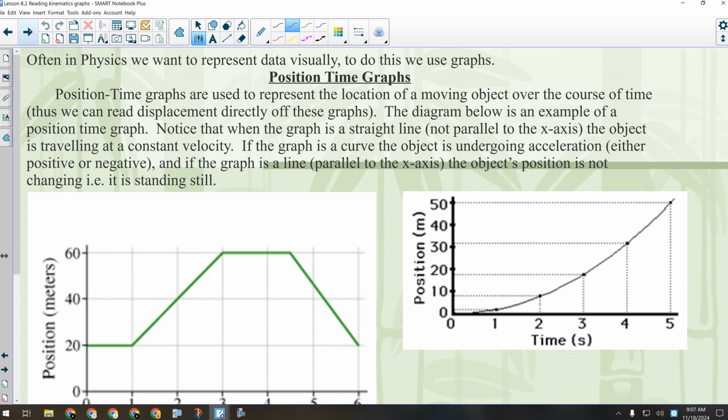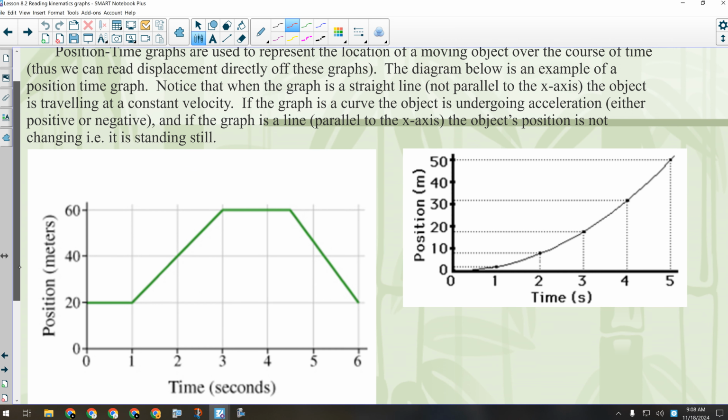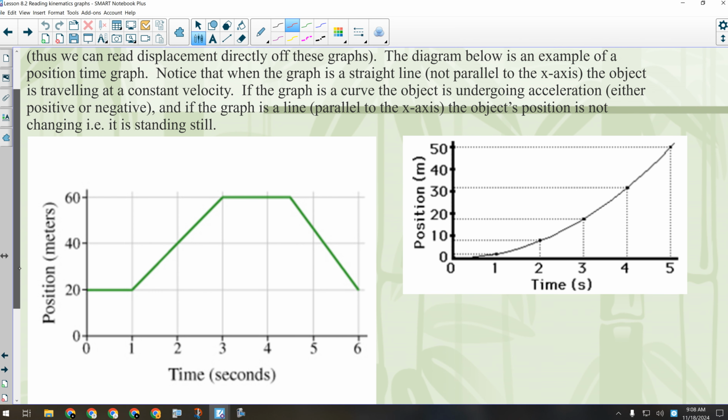All right, so a position versus time graph shows where the object is at various points in time. Position is where you are. So on this graph right here, the one on the left, where do I start? What's my starting position? 20 meters. Yeah, positive 20 meters. 20 meters is my starting position.